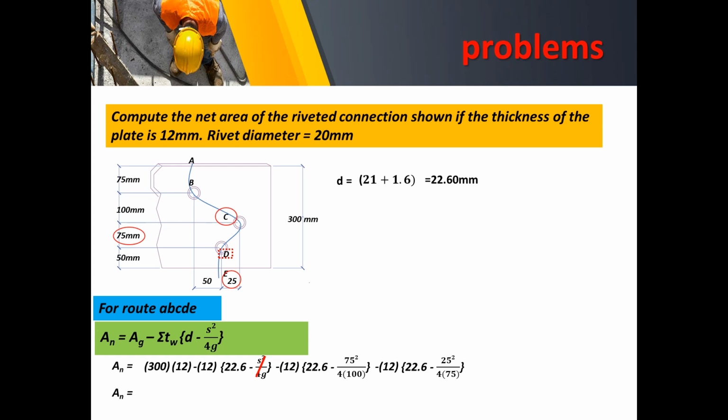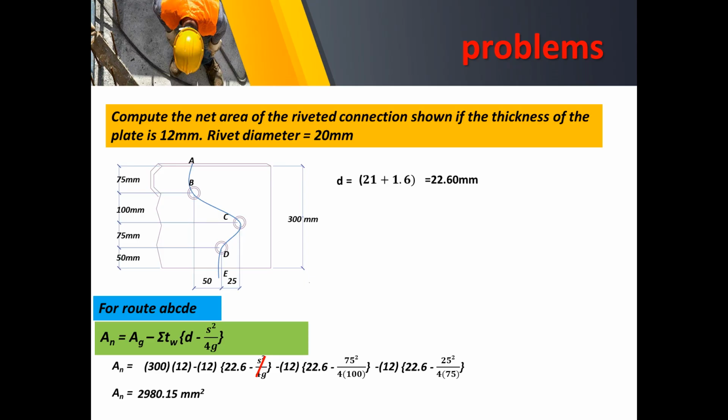So now that we have already gone through all the bolts, we just have to compute for the net area, 2,980.15 square millimeters. Now, considering another route here, we can consider ABDE. Say this is ABDE. So we do the same procedure. Start from top to bottom. In this case, we start at B.